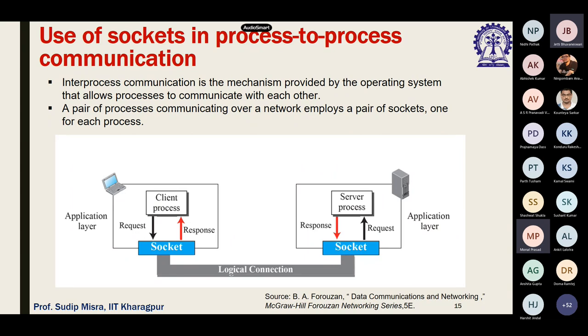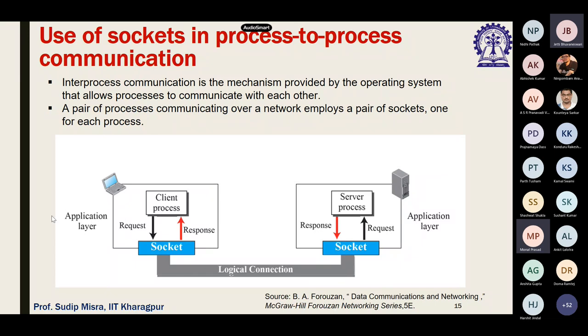Okay. Now these processes are going to communicate in the network over a pair of sockets, one corresponding to each process. So you have a client process, you have a server process. The client sends a request, the server executes it, sends a response back, and the client gets the response that is sent by the server.